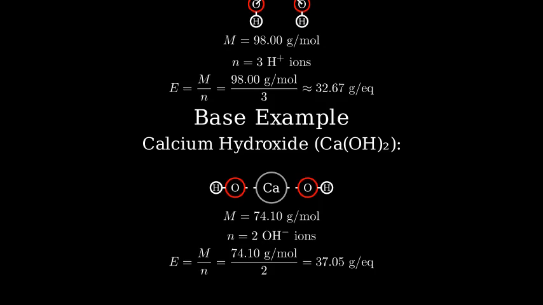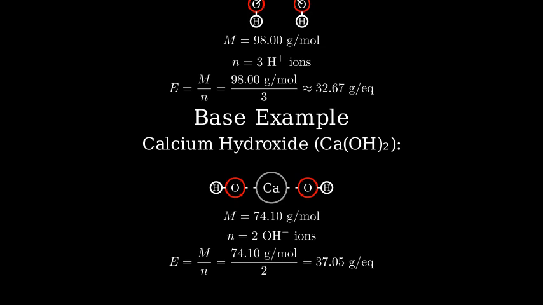Now, let's look at redox reactions. In oxidation-reduction reactions, n is the number of electrons exchanged per formula unit. Let's look at permanganate in acidic solution, MnO4-, which reduces to Mn2+. The half reaction is MnO4- plus 8H+ plus 5e- yields Mn2+ plus 4H2O.